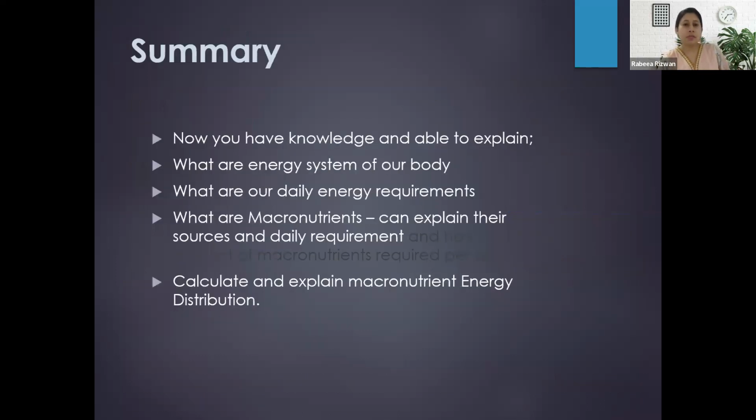Now let's go to the summary. Now you have the knowledge to explain what the energy systems of our body are. These are three: ATP, glycolytic, and oxidative. Then what our daily energy requirements are, what the macronutrients are, what the major sources of these macronutrients are, and how much of them we need daily. And now you are able to calculate these macronutrients from a specific energy or diet source, and can explain the macronutrients energy distribution as well.